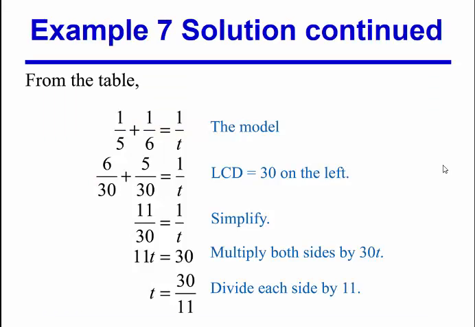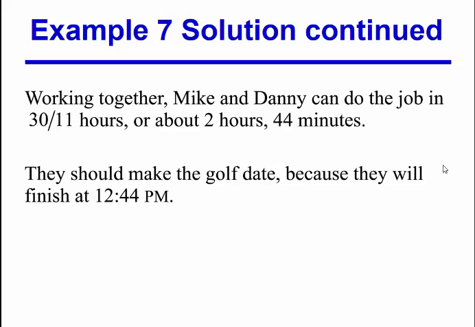And so here's our equation. 1 over 5 plus 1 over 6 is equal to 1 over t. We're going to combine the fractions. We end up with 11t is equal to 30, so t is equal to 30 over 11. And so working together, Mike and Danny can do the job in 30 over 11 hours, or about 2 hours and 44 minutes. Since they started at 10 o'clock, they're going to finish at 12:44 p.m., so they should make their fishing date. And that's the end of 1.7.